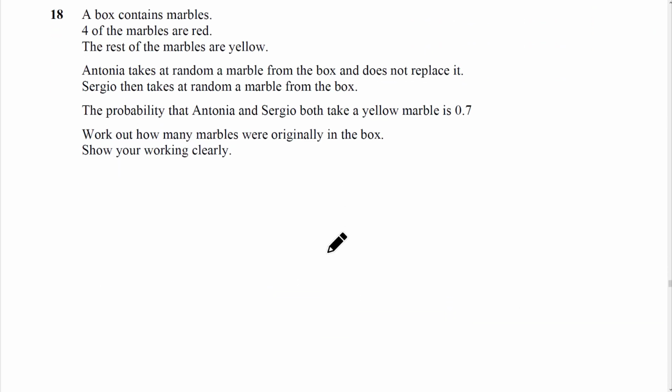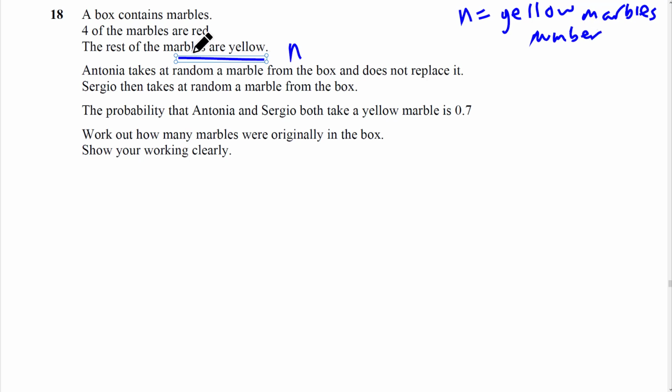Question 18. This is a nice probability one. Have a read of that. So there's 4 red marbles in the box, the rest of the marbles are yellow. So we don't know how many are yellow. Let's call n the number of yellow marbles. And we know 4 of the marbles are red, so 4 are red. We're going to keep that.